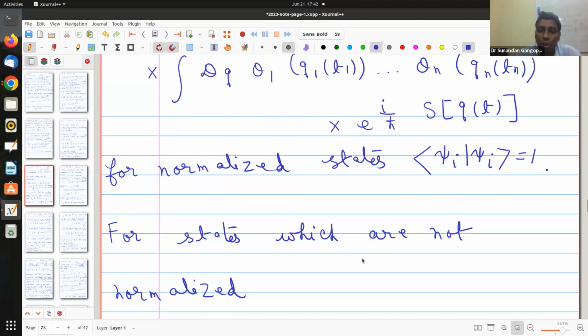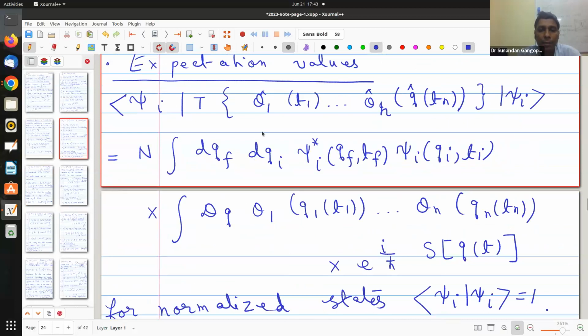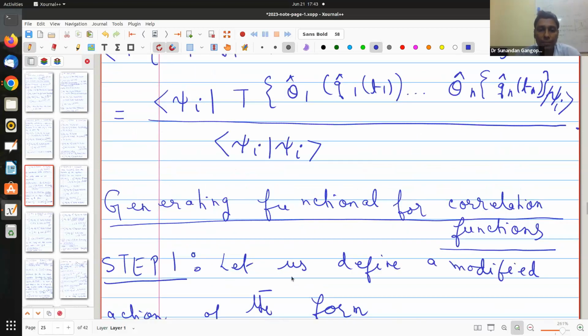For states which are not normalized, that is ket psi I bra psi I is not equal to 1, then the result for this expectation value, now I have just put this operator inside these angular brackets. So this means the same thing. It basically means this object. So we are taking the expectation value in this state. So I've introduced a shorthand for that. So in that case, when the psi I's are not normalized, then the expectation value of the time ordered product of this string of operators is given by this expression divided by the overlap of psi I with psi I. So when they are not normalized.